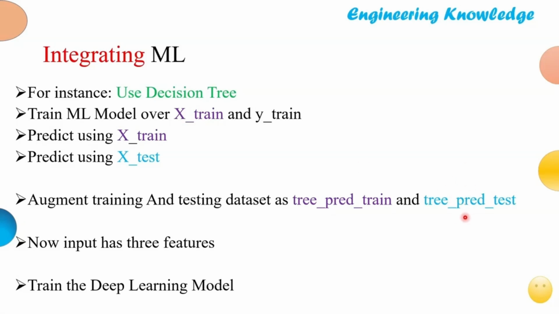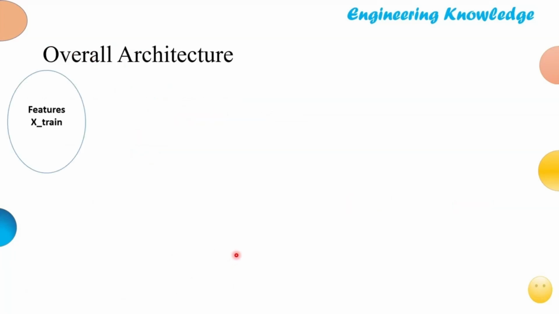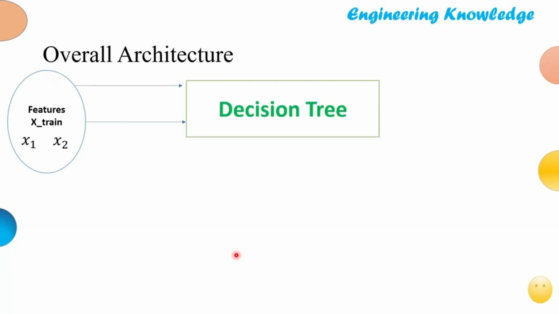Similarly, I will use tree_patterns_of_test, which will also be of three. So now the input has three features. We'll now train the deep learning model. In block diagram representation, this means that the features, which are X_train, are X1 and X2. I will provide these two into the machine learning model.